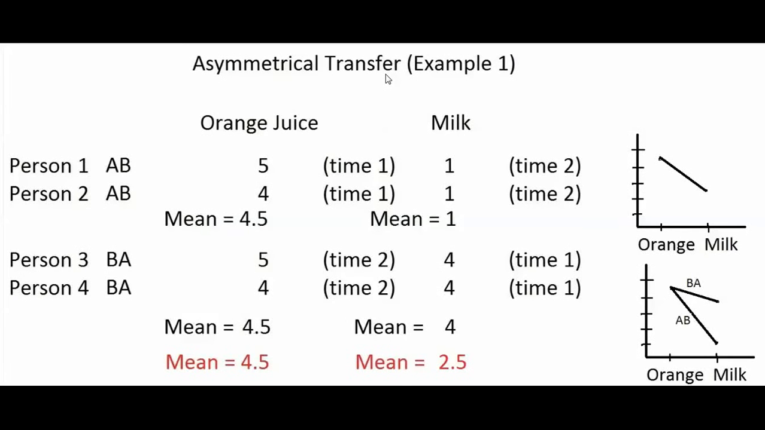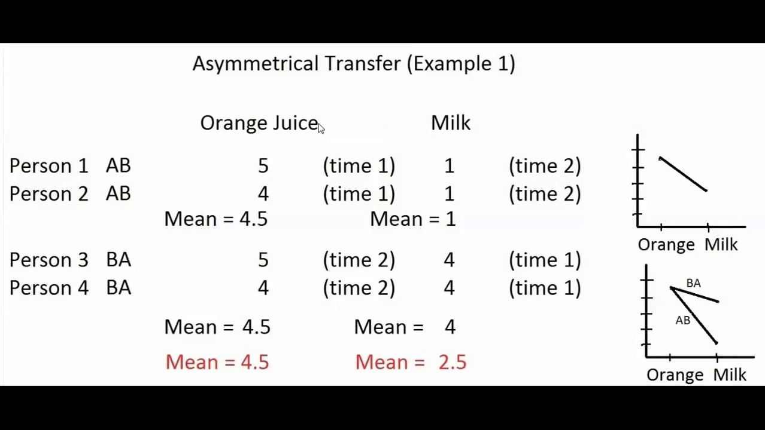I wanted to talk about how asymmetrical transfer is a type of interaction. Now, within subjects design, asymmetrical transfer is an interaction between an independent variable and the order of conditions. If you have an interaction between the independent variable and the order of conditions, like we see here, then you have asymmetrical transfer in your data set. Let's go over this example on the screen to help us understand why asymmetrical transfer is a type of interaction.